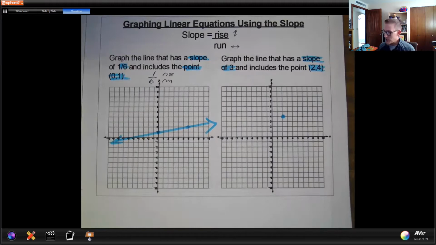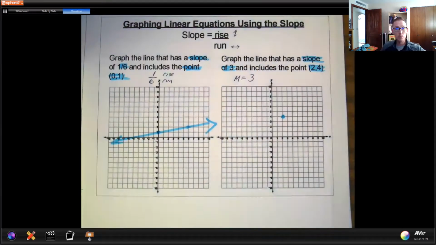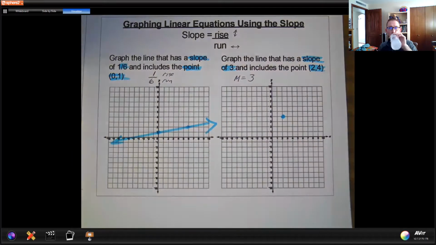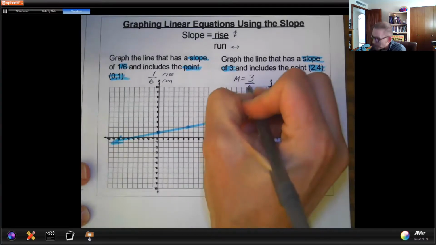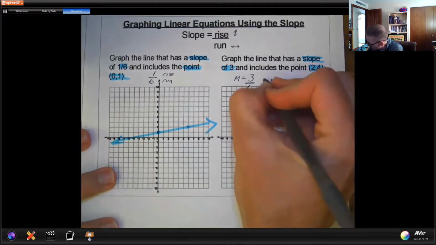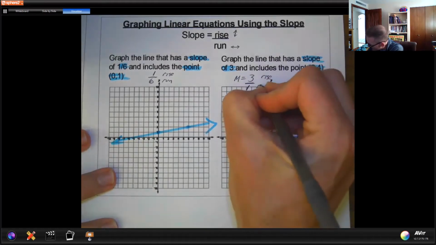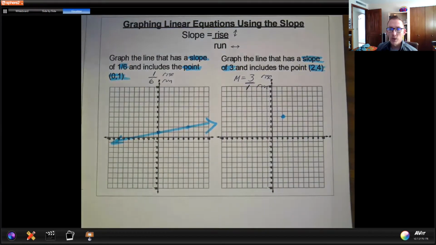Now, slope is rise over run. So if I have my slope of 3, I need to make it a fraction. Well, what can I do with any whole number to make it a fraction? I put it over 1. Why do I want it to be a fraction? Well, I need my rise over my run. So anytime your slope is a whole number, you're going to turn it into a fraction over 1 so you can get your rise over run.